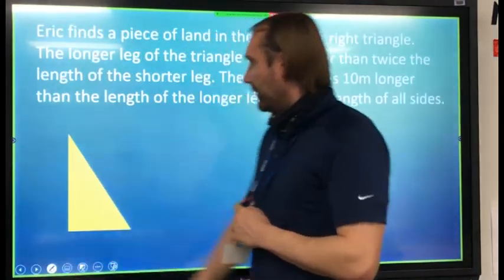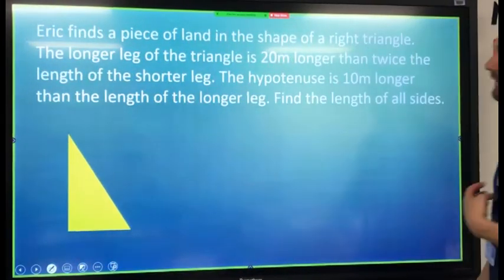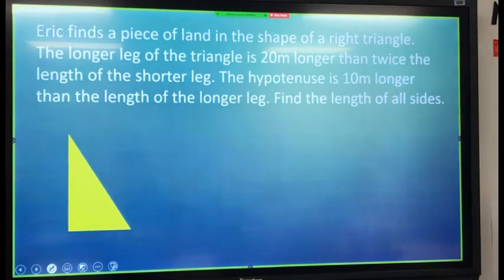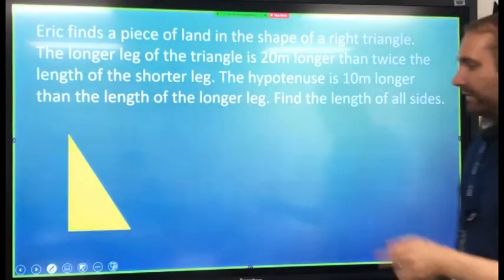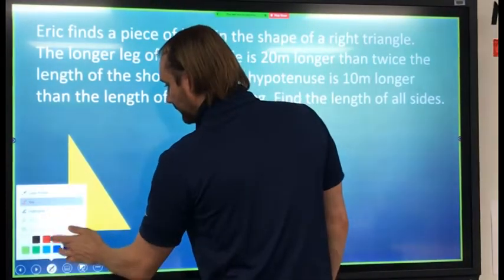Next problem. Make sure you pay very close attention to this one. Eric finds a piece of land in the shape of a right angle. The longer leg of the triangle is 20 meters longer than twice the length of the shorter leg. The hypotenuse is 10 meters longer than the length of the longer leg. Find the lengths of all sides.